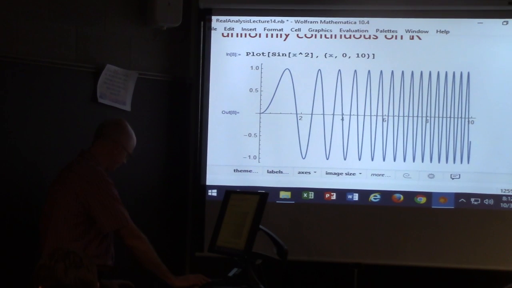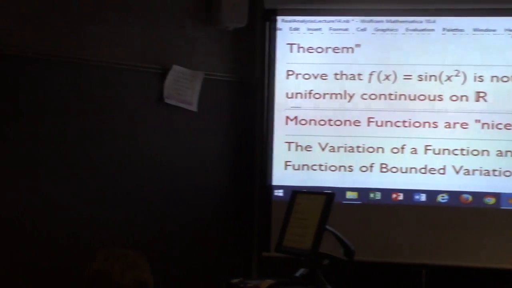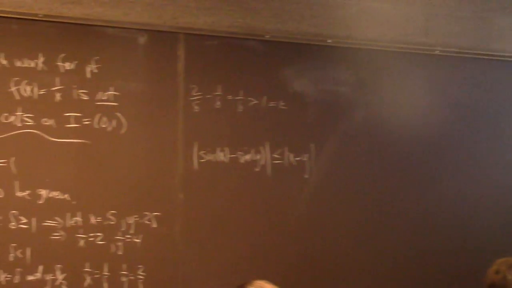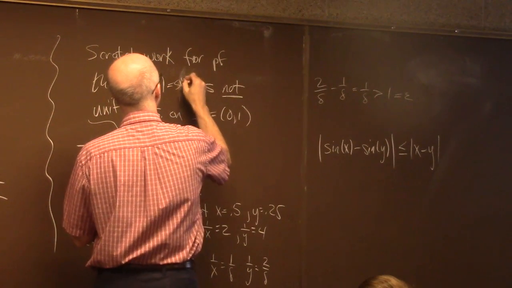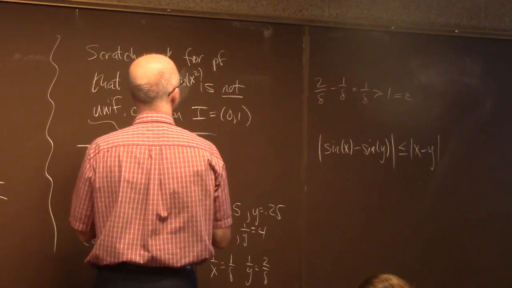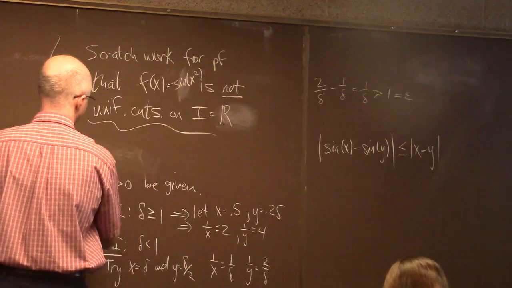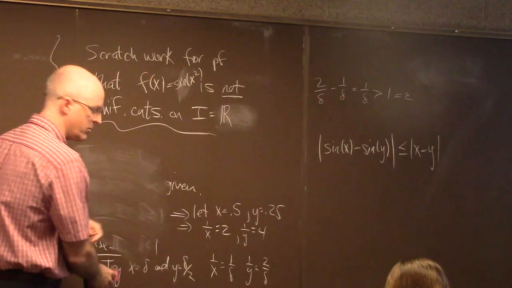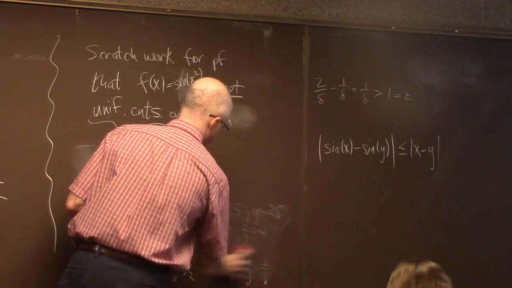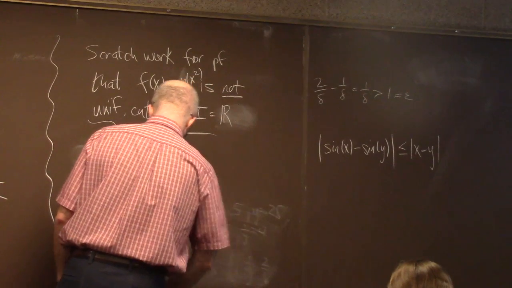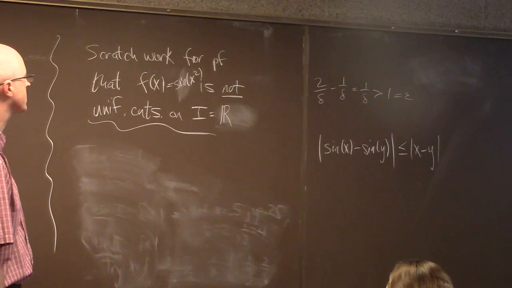How would you prove that? Once again, I'm not going to prove it in complete detail, but let's think about the scratch work and what might be necessary for the proof. Sine of x squared is the function. The interval is the entire real number line. The fact about the slopes getting arbitrarily large is not a proof, but it would give you the intuition, if you think about this stuff enough, that it's probably not uniformly continuous on the entire real number line.